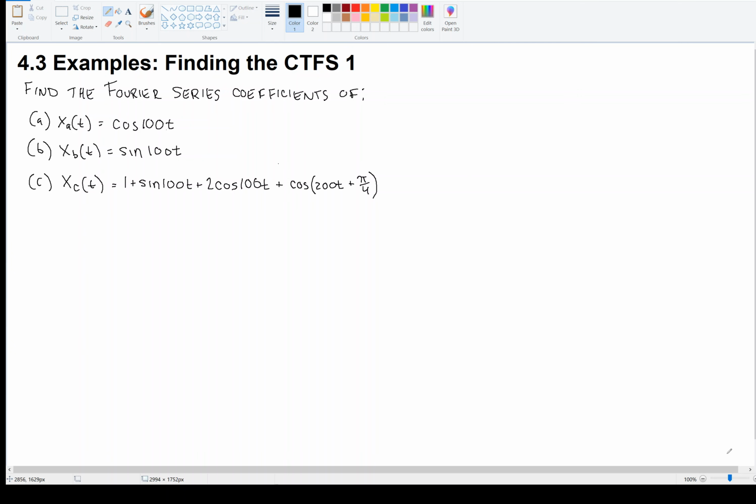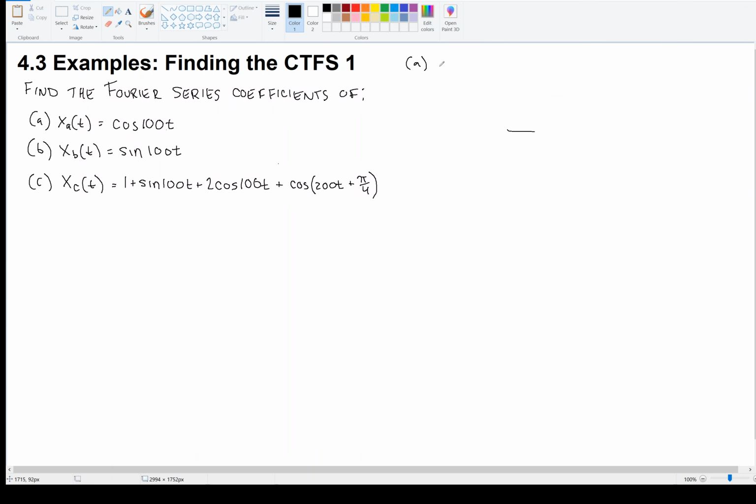Okay, welcome back. We're trying to find the Fourier series coefficients of some signals, and I've got three examples here: XA, XB, and XC. And remember, just a subtle piece of information, we're only dealing with continuous time right now, and we're only dealing with periodic signals. So each one of my examples is continuous, and each one of my examples is periodic.